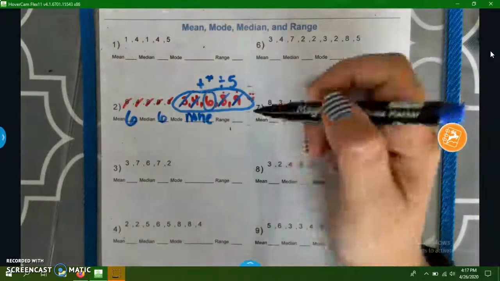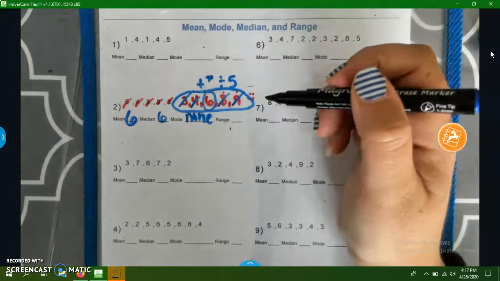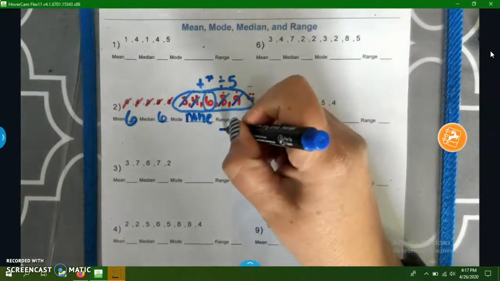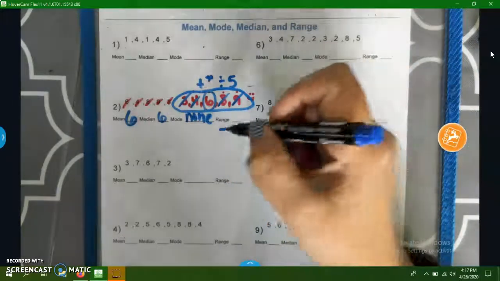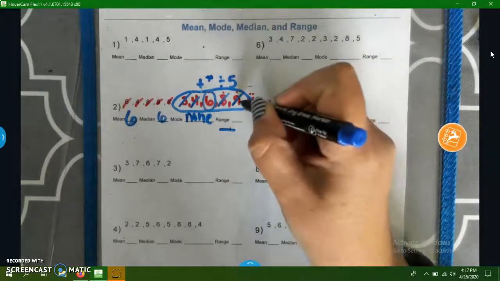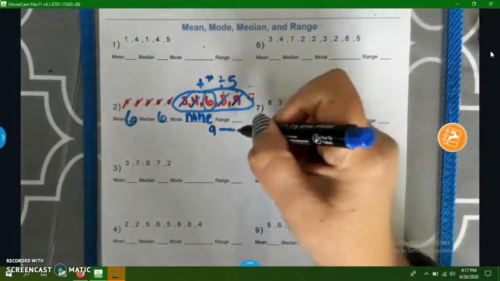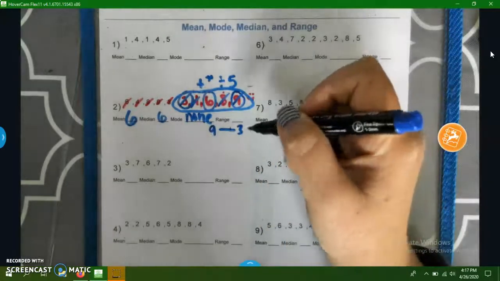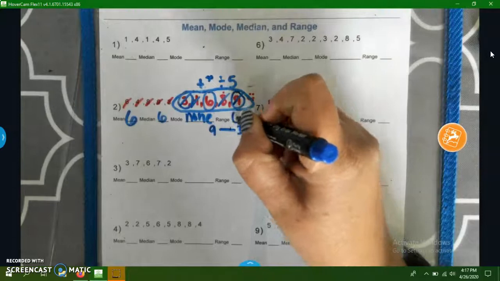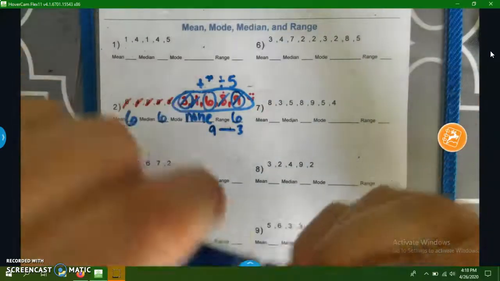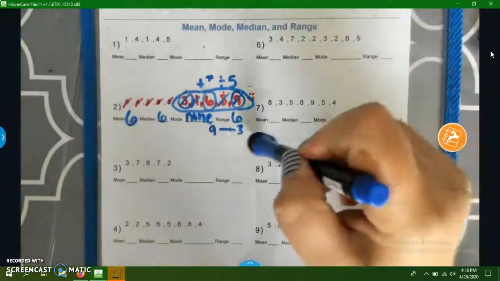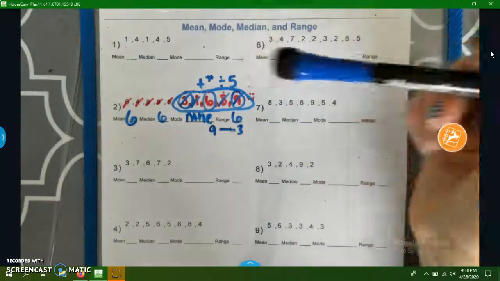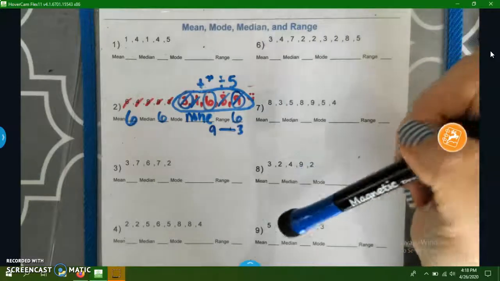And then last but not least, the range. The only one of these that's not a measure of center or measure of central tendency is our range. So I think, how much does our data stretch? I want to know the least and the greatest, and I'm going to put the greatest in the front. 9 minus 3, which makes our range also 6. So our data ranges a value of 6 between 3 and 9. You could think about it on a number line. If you're going from 3 to 9, you're crossing across 6 numbers.